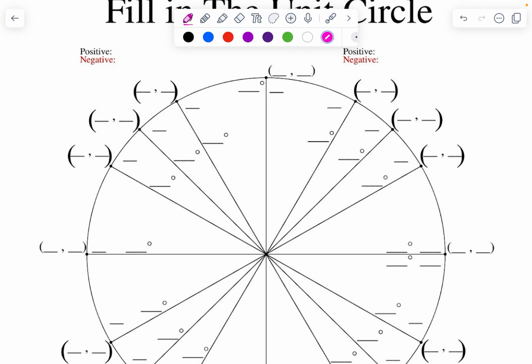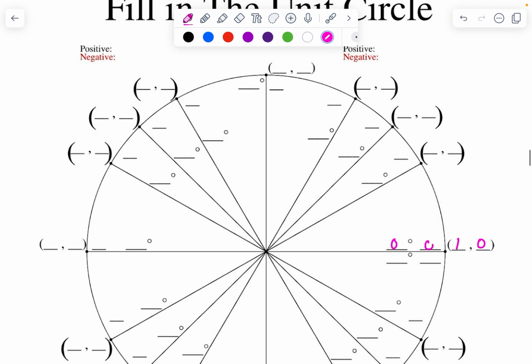So if we are over here, our coordinate pair is 1, 0. We are at 0 degrees or 0 radians. We could also know this when we come the whole way back around as 360 degrees or 2 pi. So again, if you are out here at this point, since it's a unit circle, this is 1 unit, and we didn't go up or down at all, so the coordinate pair is just 1, 0.